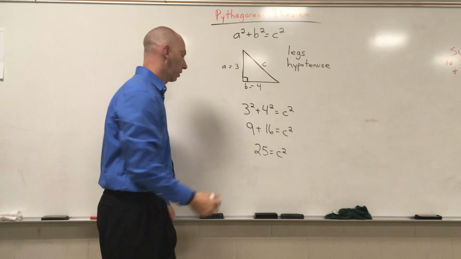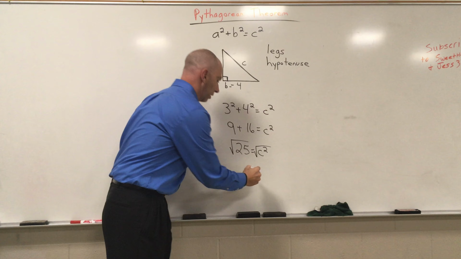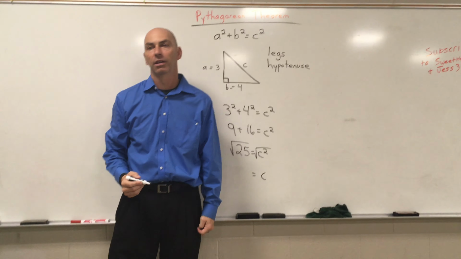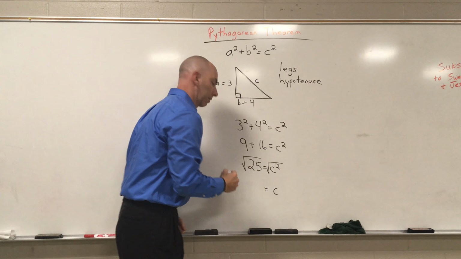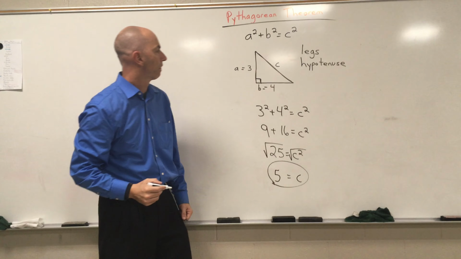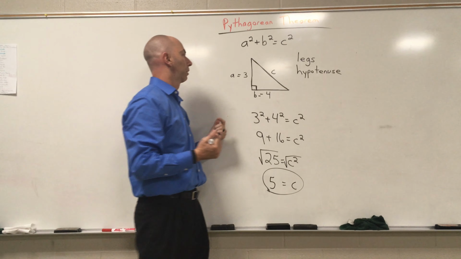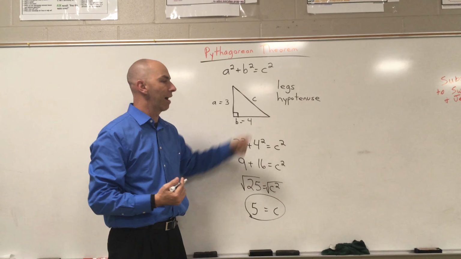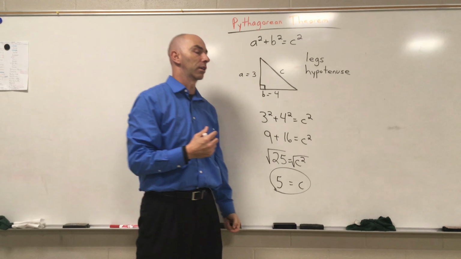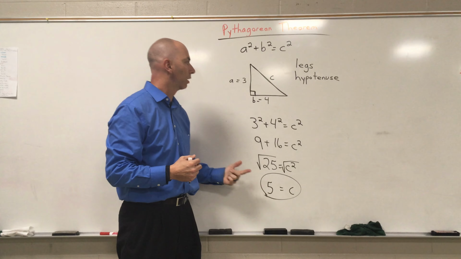This is when your calculator comes in. The square root of 25, the square root of c squared. The square root of c squared is just going to be c. The square root of 25 is 5. So c equals 5. Also, this is considered a perfect triangle because it's 3, 4, 5. Most of the time you're going to have one of these be decimals, if not all 3 of them. But 3, 4, and 5 are always going to come out to be all whole numbers.